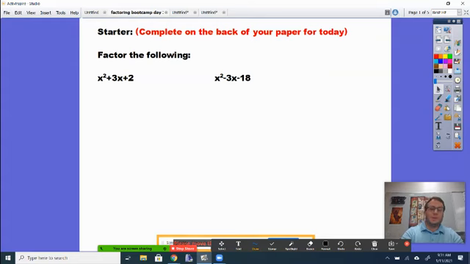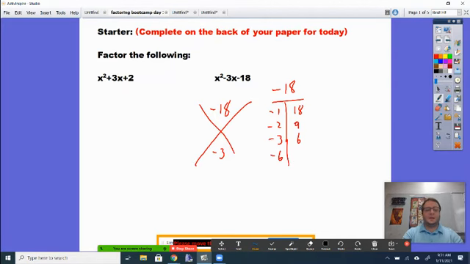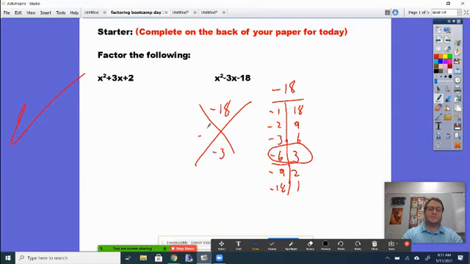We're going to do the second one here, and we're going to start out with negative 18 over negative 3. My factors of negative 18 are negative 1 and 18, negative 2, 9, negative 3 and 6. 4 is not going to work. 5 is not going to work. And then we have the opposites. Oops, positive 3, sorry. Negative 9, positive 2, and negative 18, positive 1. Okay, we're going to want this negative 6, negative 3 here.